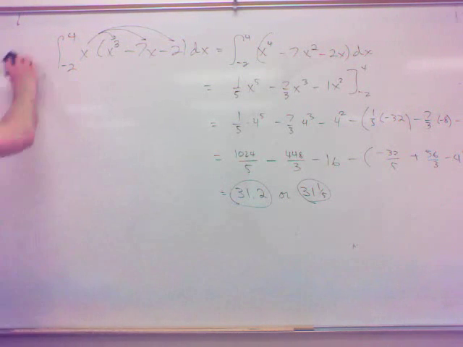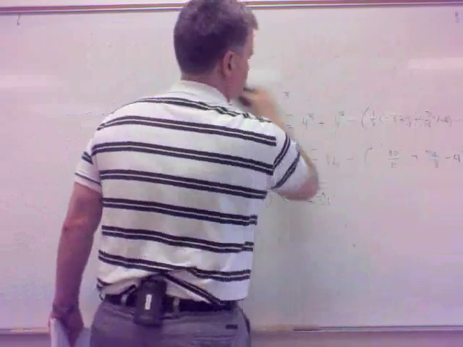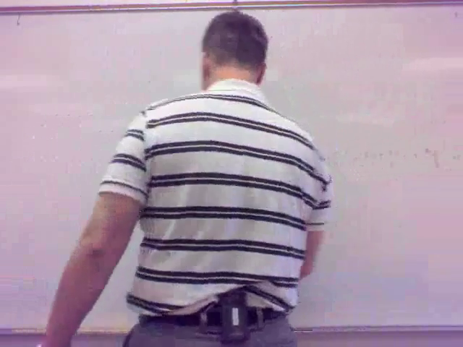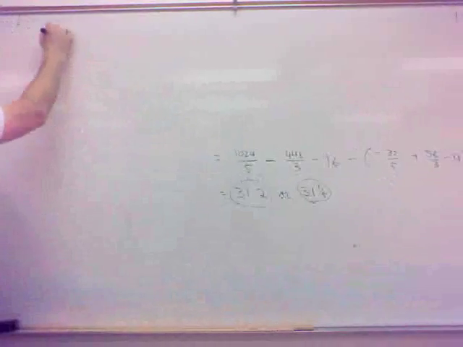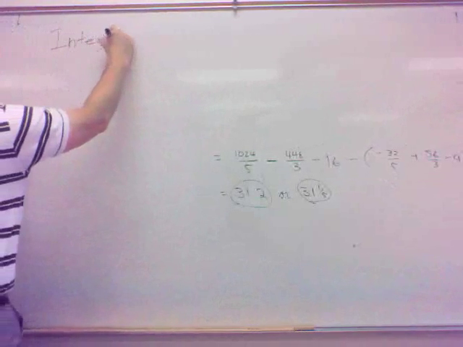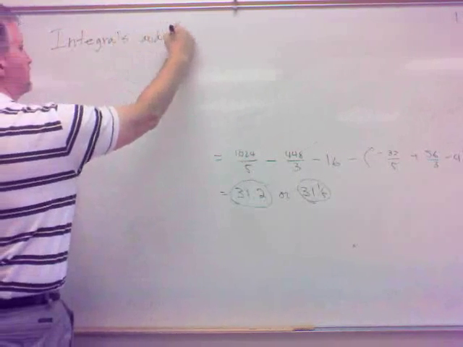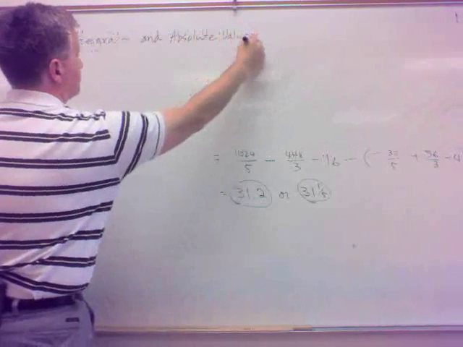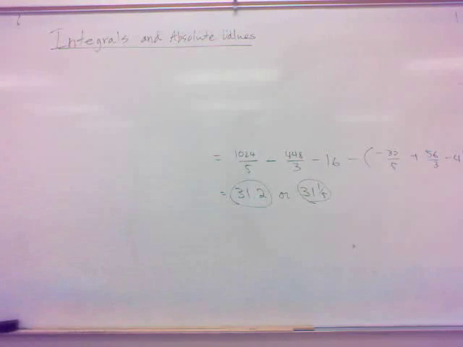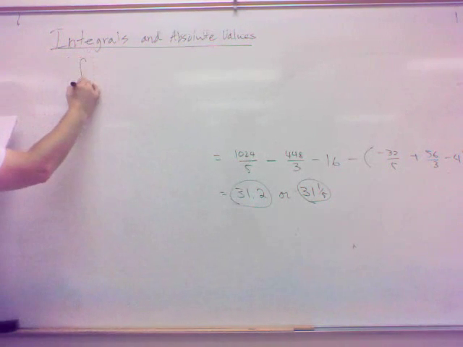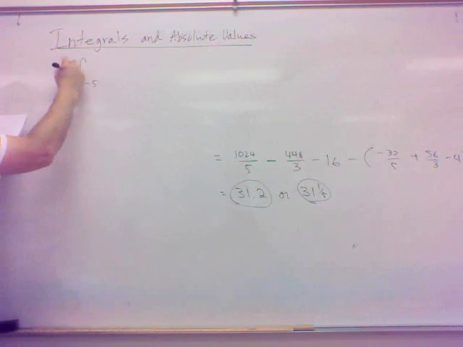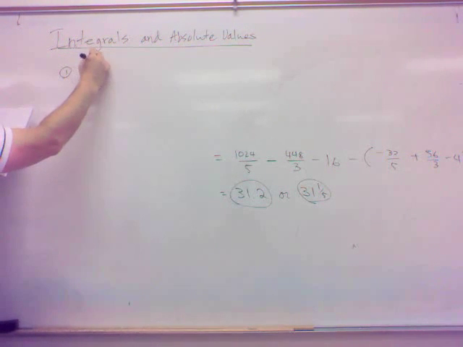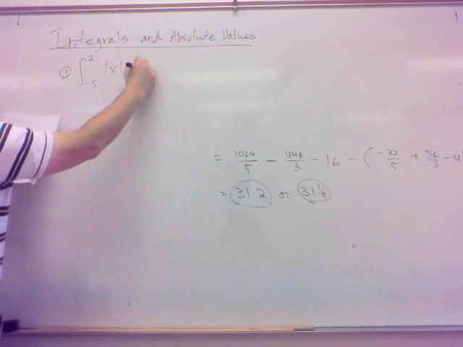Integrals and absolute values. How we handle those is one way to do it. If I do the integral, number one, integral from negative 5 to 2 of the absolute value of x dx.